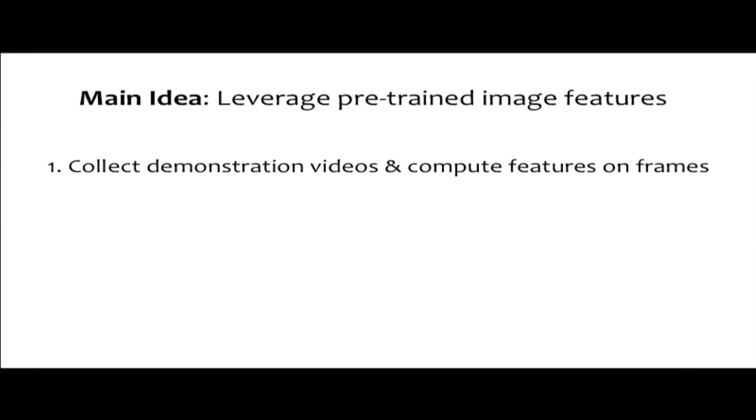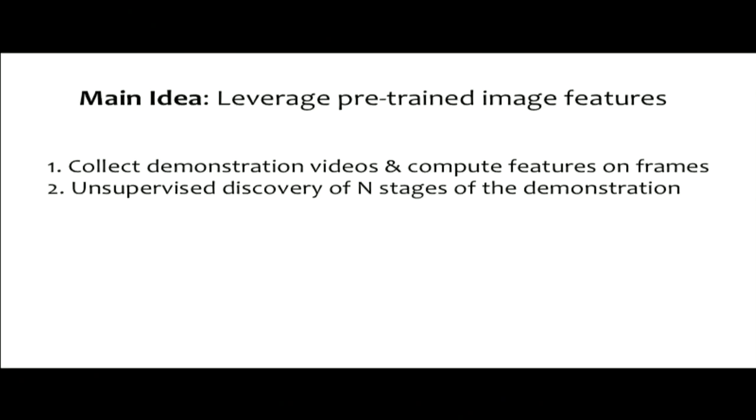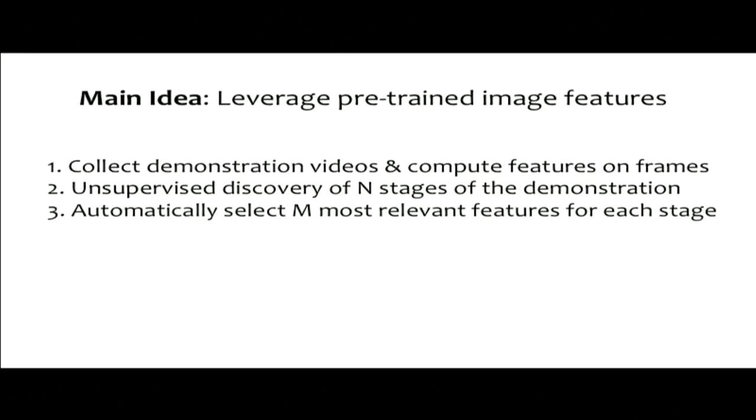And so what they do is they collect demonstration videos of a human performing the task and compute the pre-trained image features on those frames. Then they use unsupervised learning, so they essentially segment the demonstrations into n stages with an unsupervised learning metric just by essentially comparing each of those segments. And they do this for each of the demonstrations independently. I don't have time to go into the details, but that's in the paper.